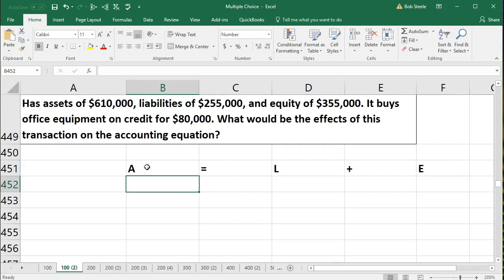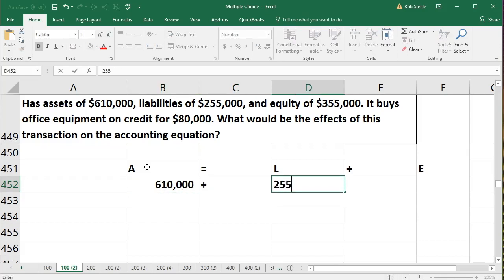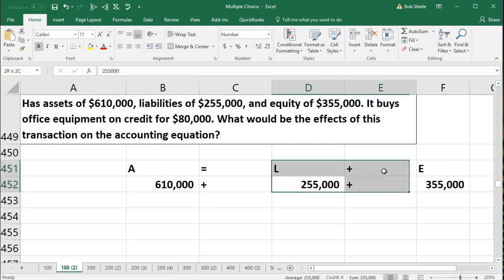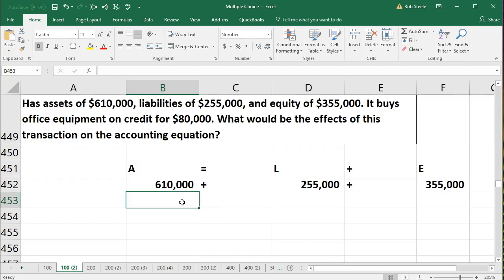Then we're going to have assets starting at $610,000. We got liabilities at $255,000 and equity at $355,000. And of course, the liabilities and the equity add up to $610,000, and therefore we are starting off in balance. It buys office equipment on credit for $80,000. We didn't pay cash. This should be an equal sign. We didn't pay cash, and therefore we bought something on account.